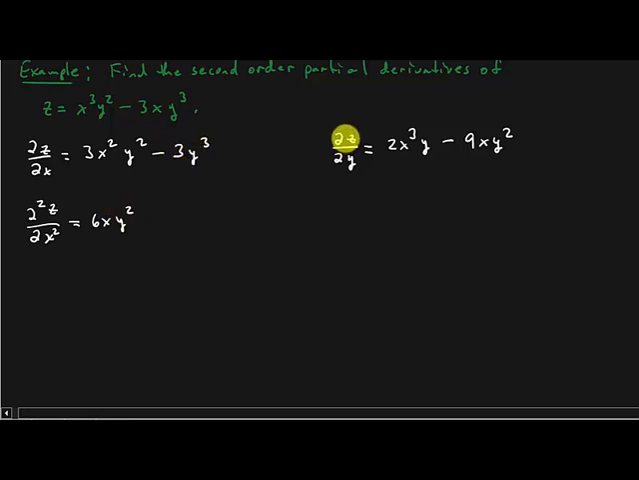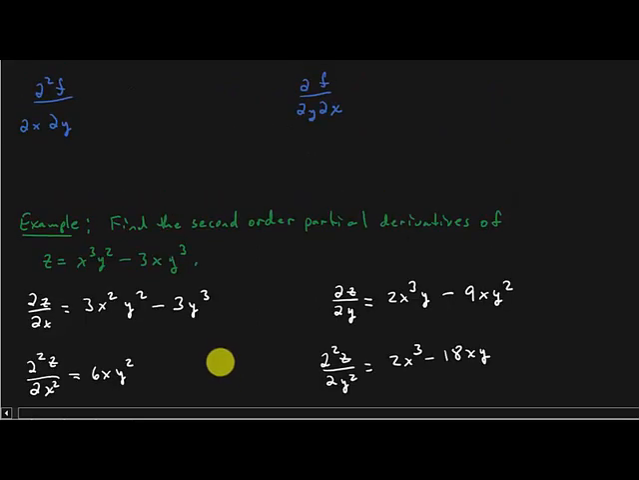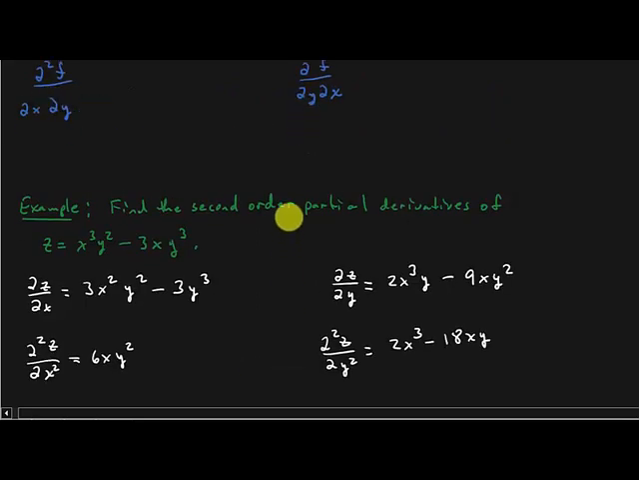Now let's find the second partial of z with respect to y. I found the partial of this with respect to y, and now I'm going to find the partial of this with respect to y. And so that's just 2x cubed minus, and then the 2 comes down, that's 18xy. All right. So now let's find these two.